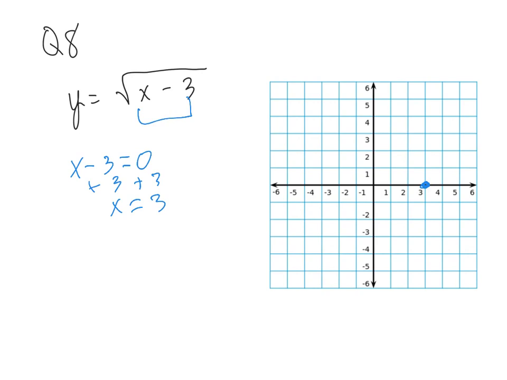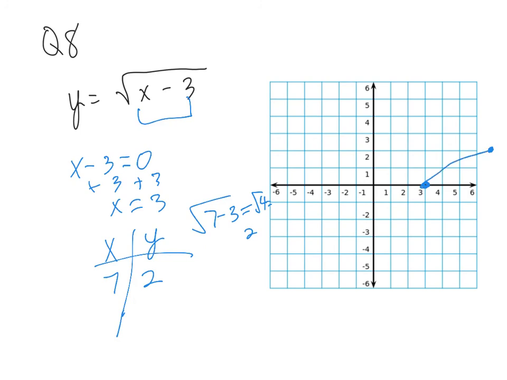Then we could try plugging in other numbers, but our next perfect square would be the square root of 4, so we would need to plug in 7. So 7 minus 3 is 4, the square root of 4, which equals 2. So just off here, we would have 7 and be at 2. So it's going to loop off there. And that is your graph of that function.